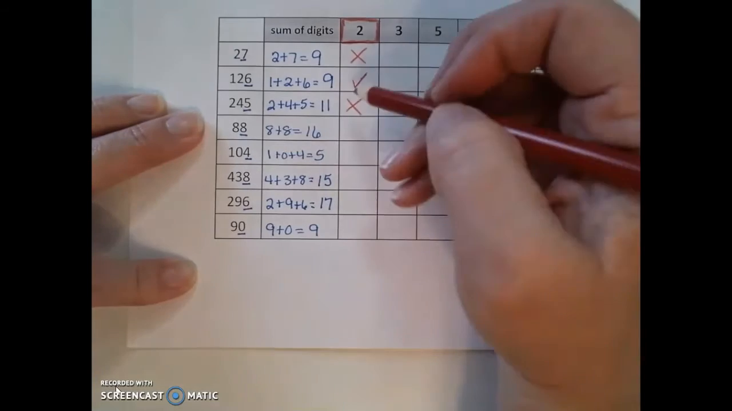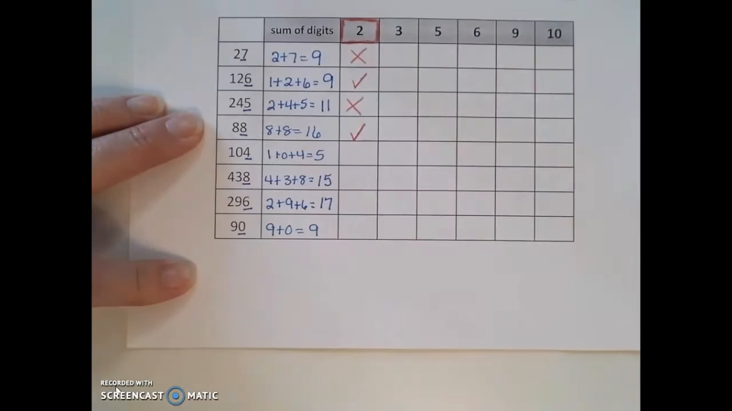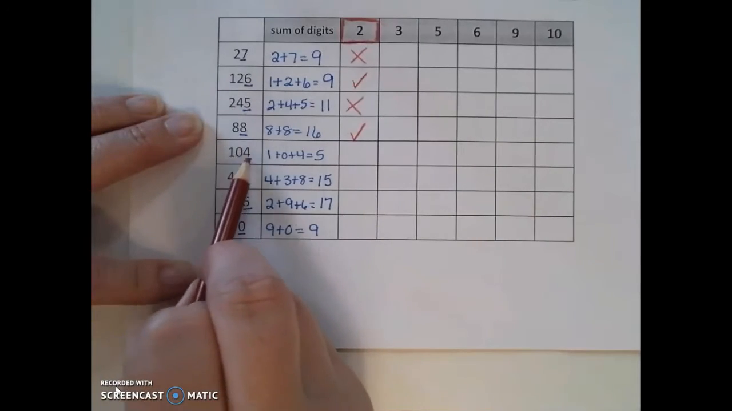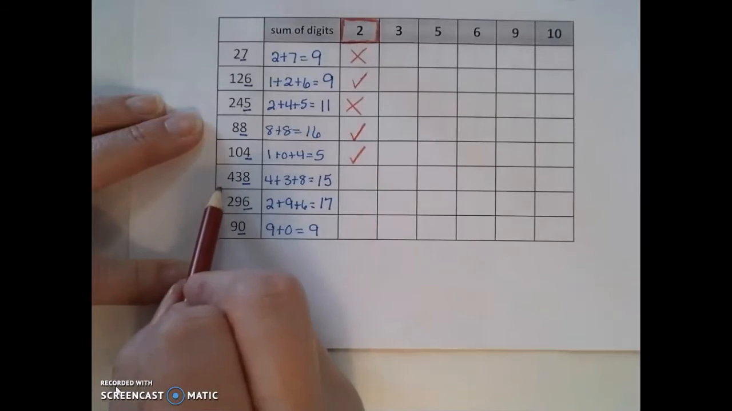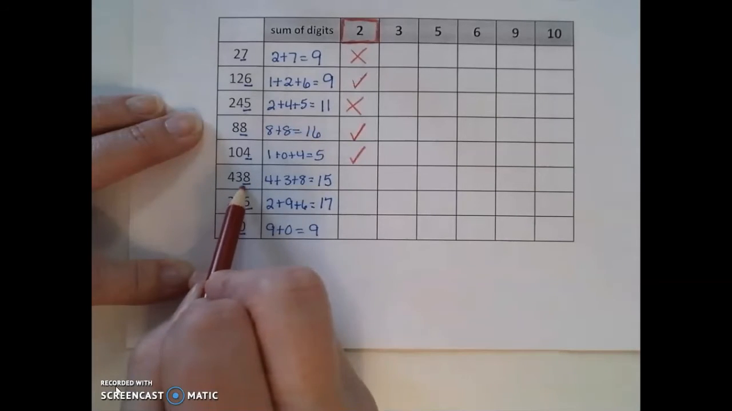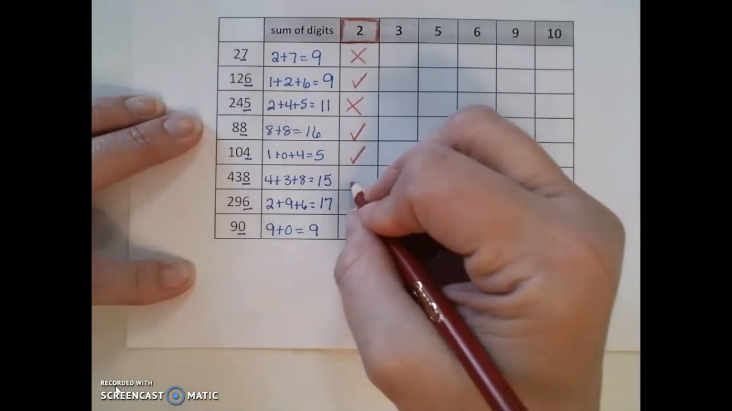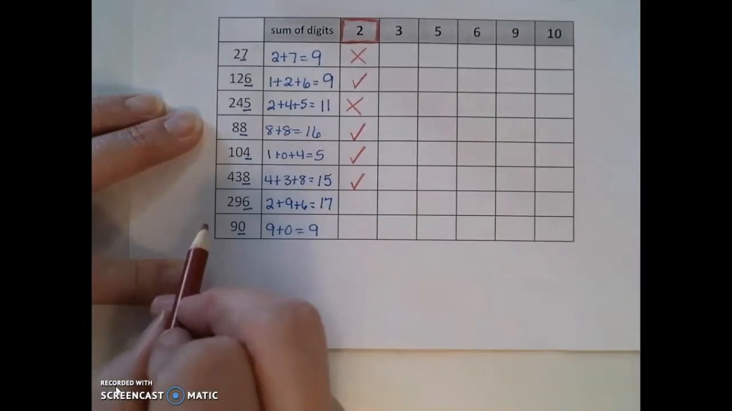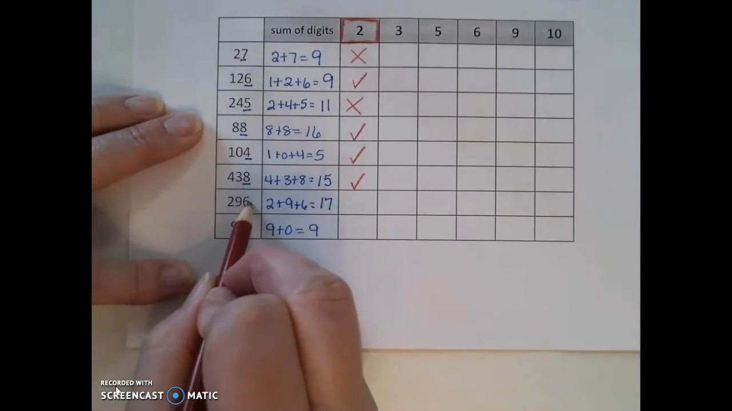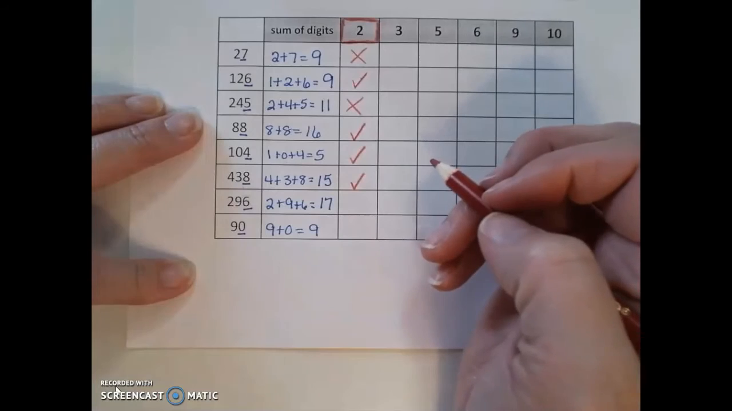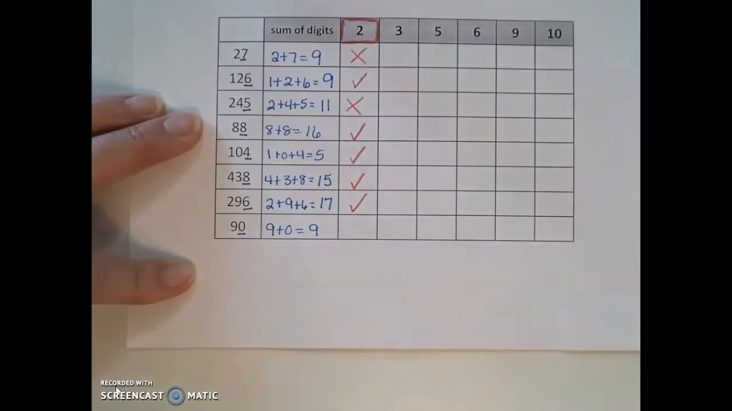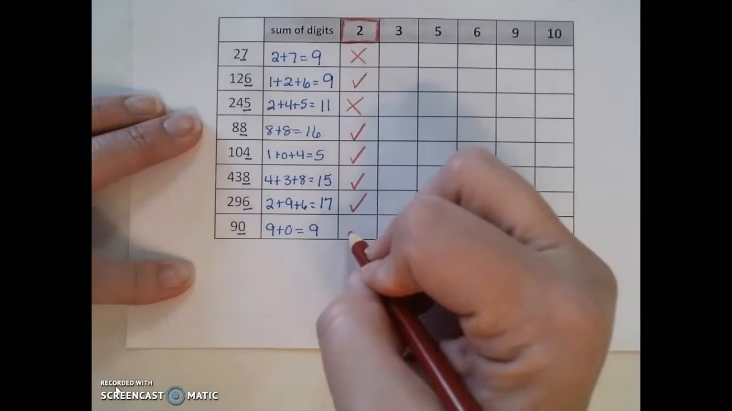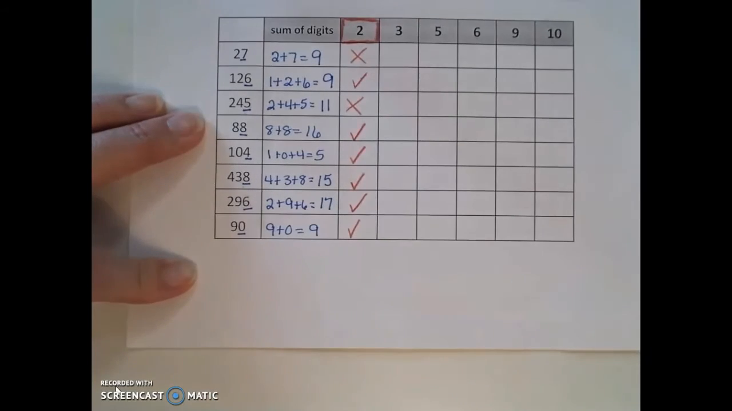88, the last digit is 8, so that is a yes, it is divisible by 2. 104 ends in a 4, so that is a yes. 438, that 8 makes it an even number, so that's a yes. 296 ends with a 6, and again it's 0, 2, 4, 6, or 8, so 6 is good. And 90 ends in a 0, which makes it an even number.